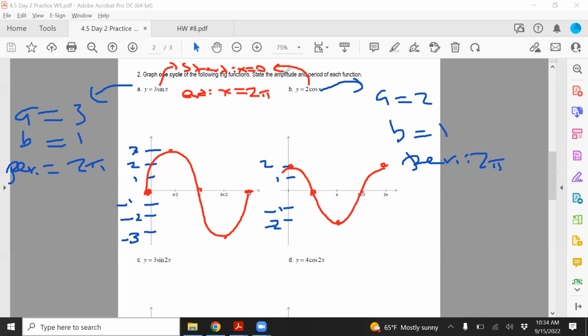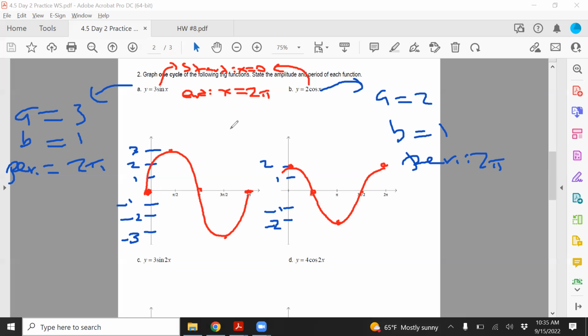Again, plug in 0. Cosine 0 is 1. 2 times 1 is 2. Pi over 2, cosine pi over 2 is 0. 2 times 0 is 0. And so forth. So it's just like using your unit circle. It's an extension of the unit circle. Questions on A or B? We're good? Okay.